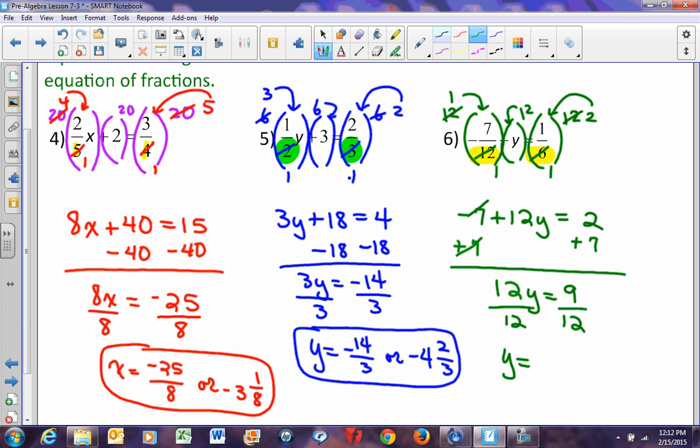Y will equal, well, 9/12 reduces. You always want to reduce your fractions to the lowest terms, even if they're improper fractions. You can leave it as an improper fraction, but reduce it. 9/12 divides by 3, so it'll be 3/4. So y equals 3/4.